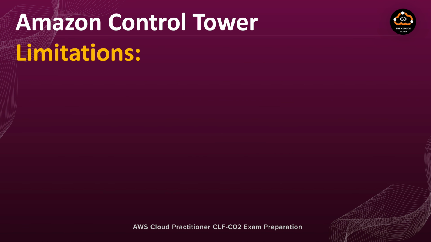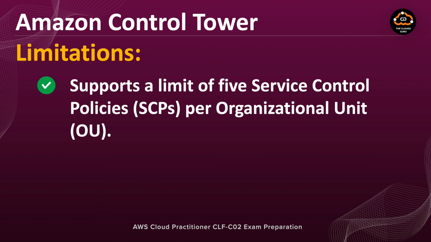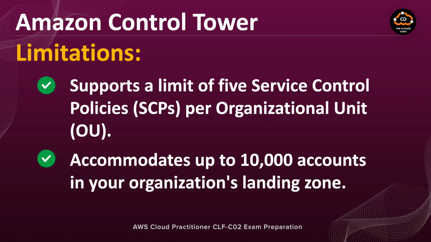Limitations: AWS Control Tower supports a limit of 5 service control policies, or SCPs, per organizational unit, also known as OU. It accommodates up to 10,000 accounts in your organization's landing zone, distributed among all your OUs.